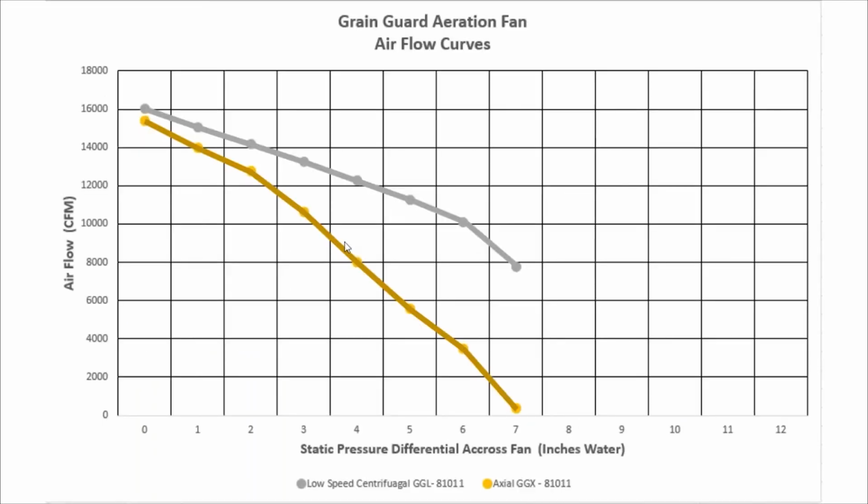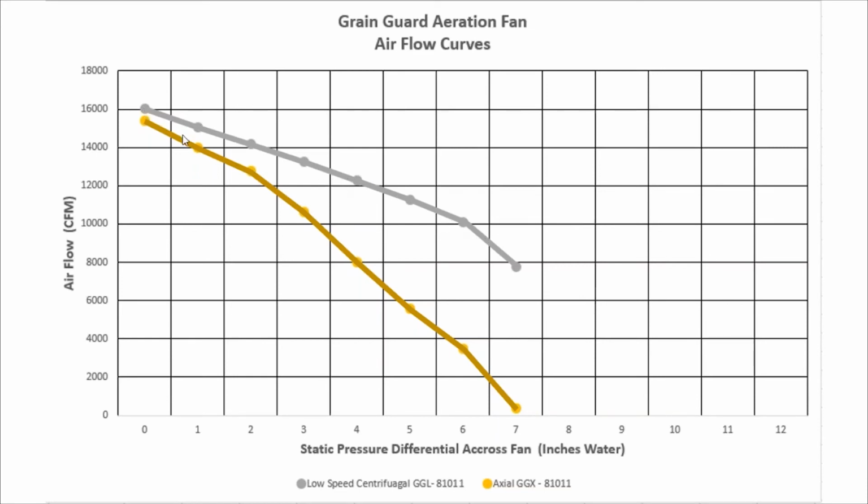And here is a 10 horse curve on that same plot. You can see it peaks out similarly, a little bit less, but it deadheads at the same 7 inches of water column. But really what jumps out at you is that at every data point, when you compare these two fans, the axial fan has lower performance than the low speed centrifugal.